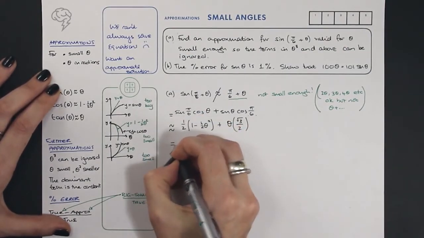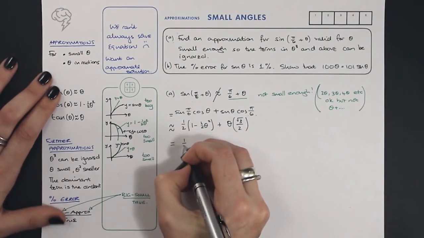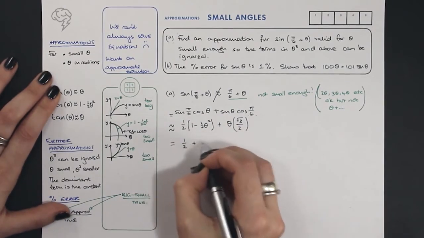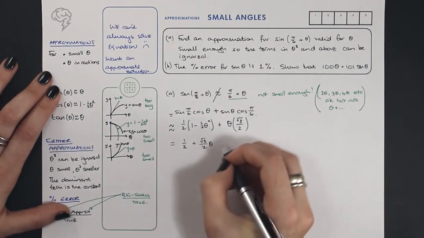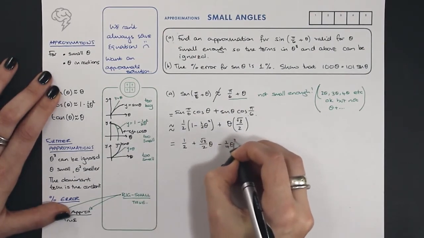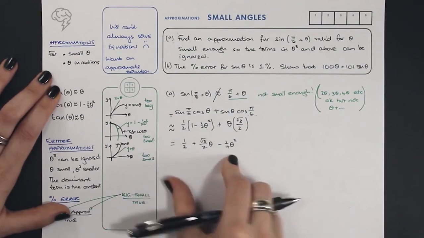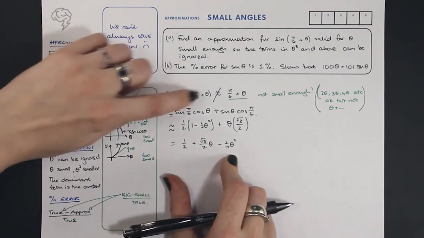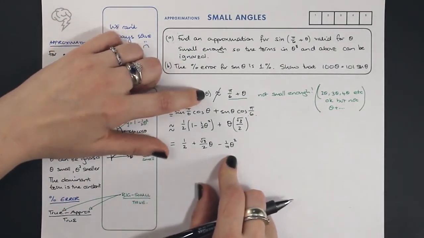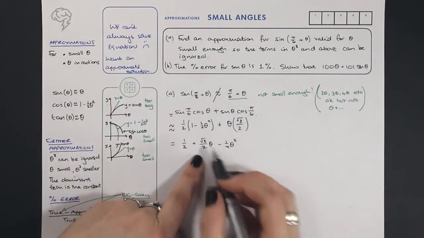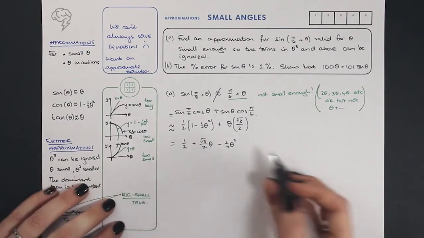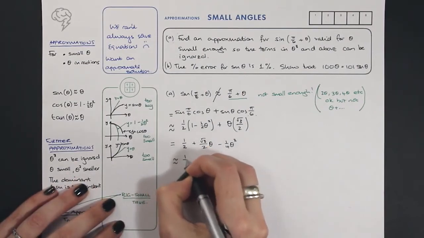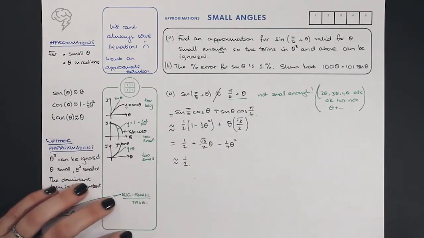And if we tidy that up a little bit, the number at the front is going to be a half. Then we've got add root 3 over 2 theta. That's that term. And then we've got minus a quarter theta squared. Now, this is going to be a good approximation of this when theta is really, really small. And because theta is really, really small, this is going to be really small, and this is going to be really, really small. So this whole thing is going to be approximately equal to a half.